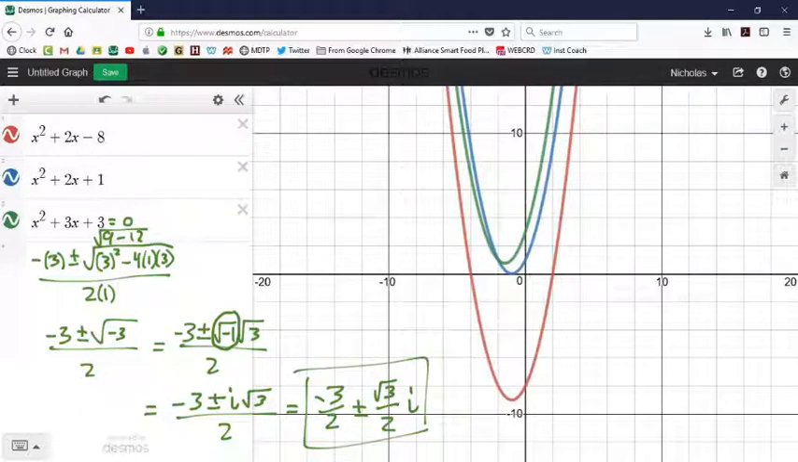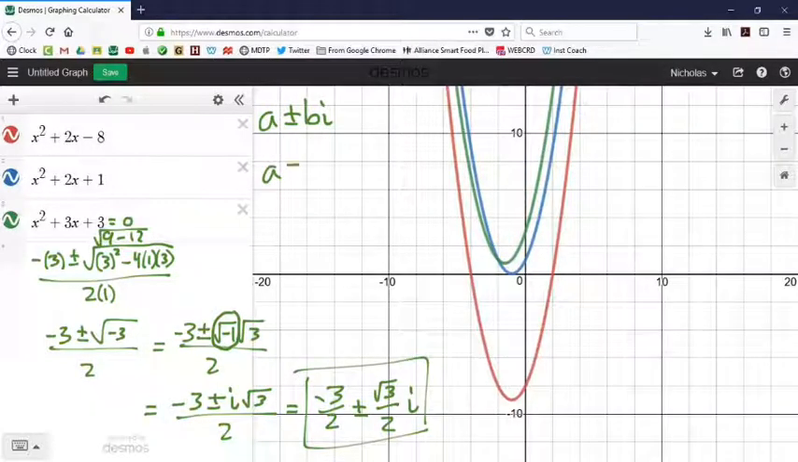Now there's 2, right? There's the plus and there's the minus. There's 2 roots. Degree of 2. Fundamental theorem of algebra still stands. Okay, so the standard form of a complex number is a plus or minus bi.